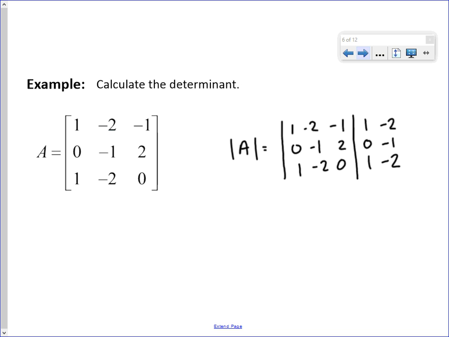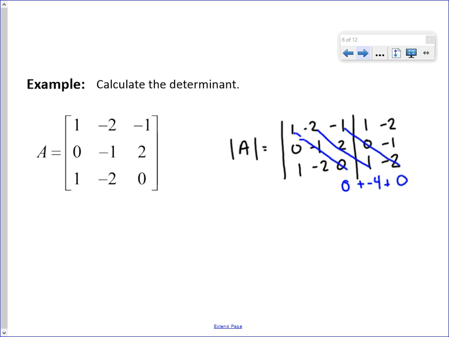And I like to do my work much like I presented it on the other slide. I'm going to draw my diagonals. So 1 times -1 times 0 is 0. Plus -2 times 2 times 1, -4, plus -1 times 0 times -2, 0. And you can see where if there's a 0 in your 3 by 3, you got to be really careful. Anything times 0 is 0.